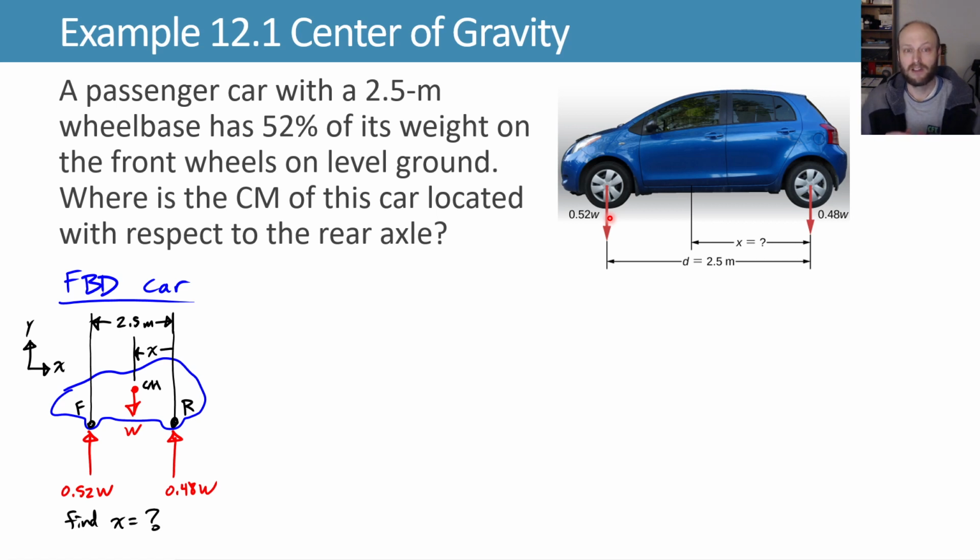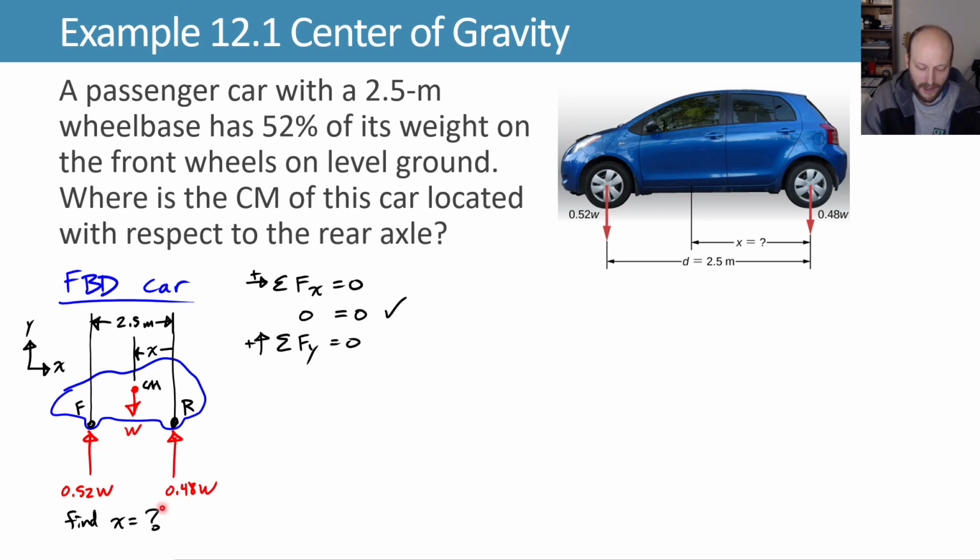We can use our equations of static equilibrium, which are sums of the forces in any direction or sums of the torques about any point. Let's start with sums of the forces in the x. Just for kicks, there are no x forces. So this says 0 is equal to 0, which is true, but not very useful. Next, let's consider the y forces. We have acting upward our 0.52 weight and 0.48 weight, and then we have acting downward the weight. So 0.52 weight plus 0.48 weight minus the weight is equal to 0, which gives us 0 is equal to 0. Again, a true statement, good, but not terribly useful.